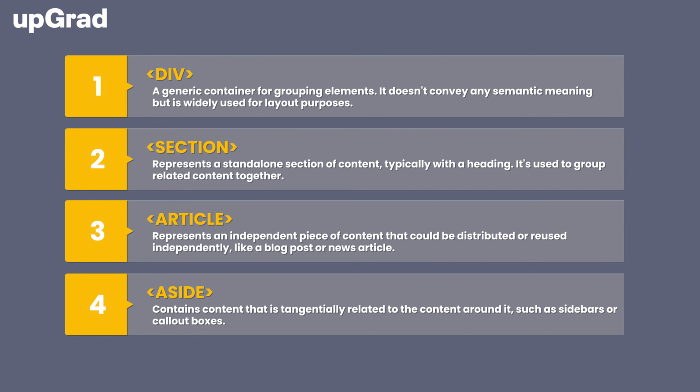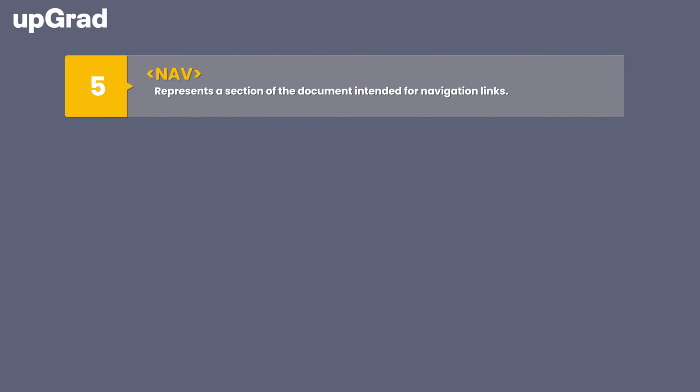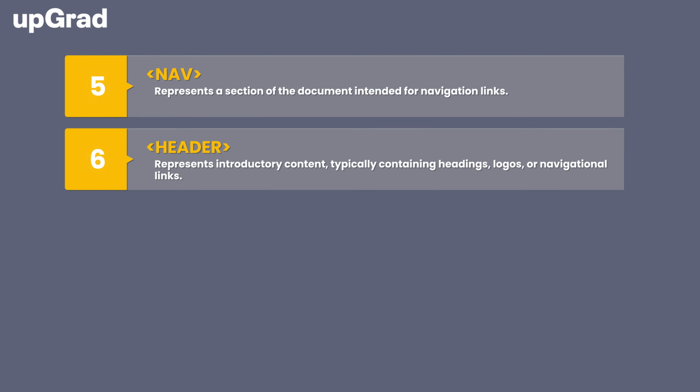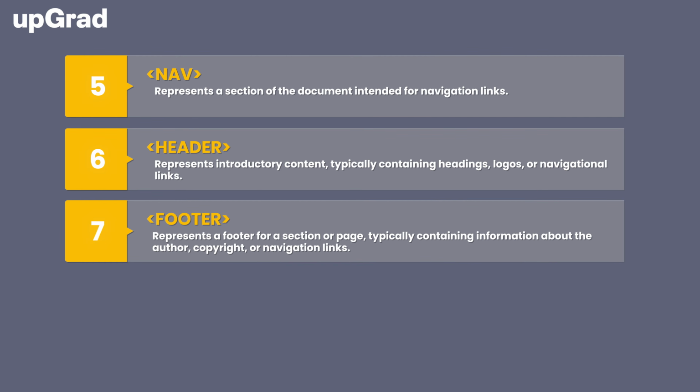A side tag contains content that is tangentially related to the content around it, such as sidebars or call-out boxes. Nav tag represents a section of the document intended for navigation links. Header tag represents introductory content typically containing headings, logos, or navigational links. Footer tag represents a footer for a section or page, typically containing information about the author, copyright, or navigation links.